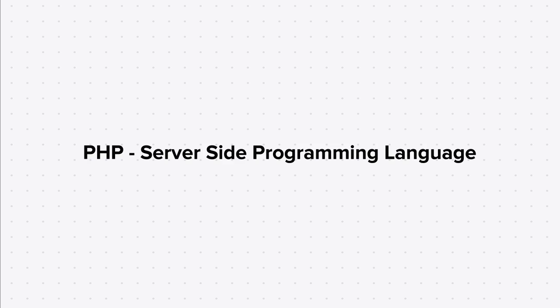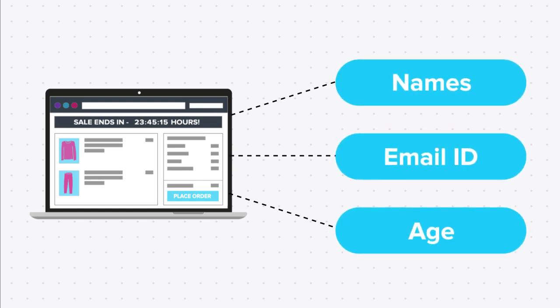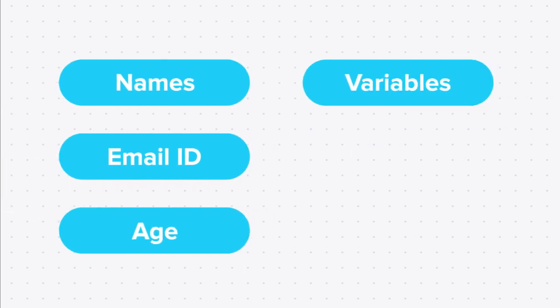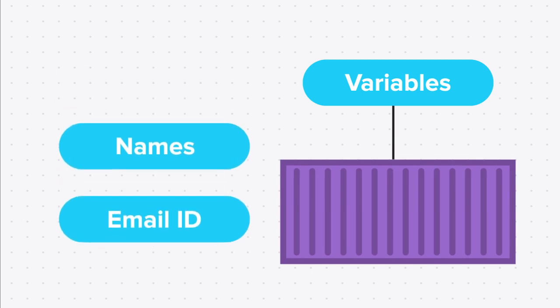Let us begin by understanding the term variables. Now while you are building dynamic web applications, you will be able to store a lot of information. So you may have to store people's names, email IDs, their age or any other information. This is where variables come into use. Variables are like containers which can be used to store information.